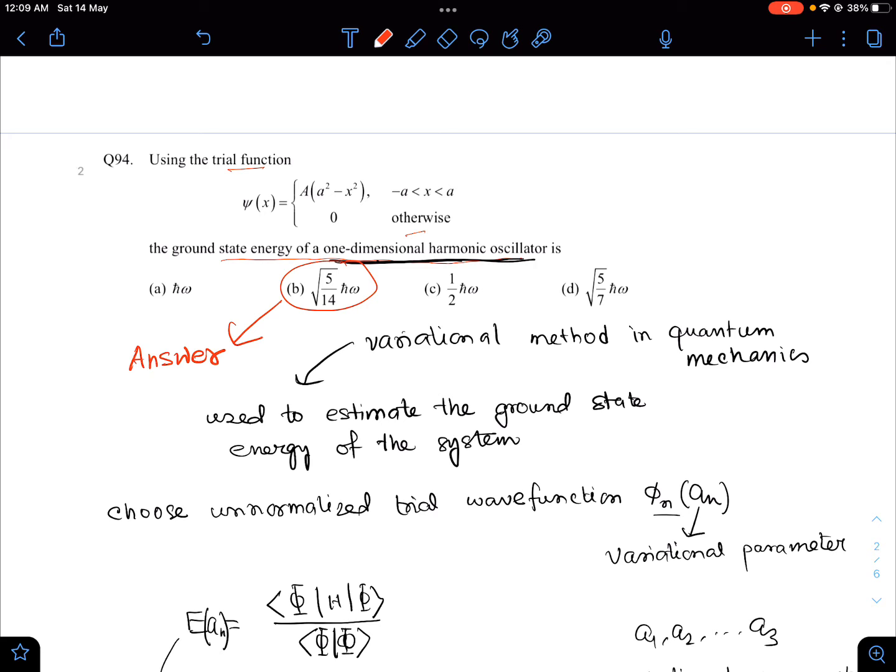So what you have to do is first identify the variation parameter. First of all, you have to normalize the state, then identify the variation parameter, find the expectation value of energy and minimize that with respect to the variational parameter to get the value of this parameter, and by using the value you will get the estimated ground state energy.